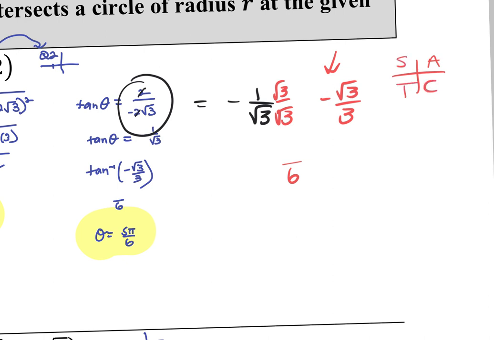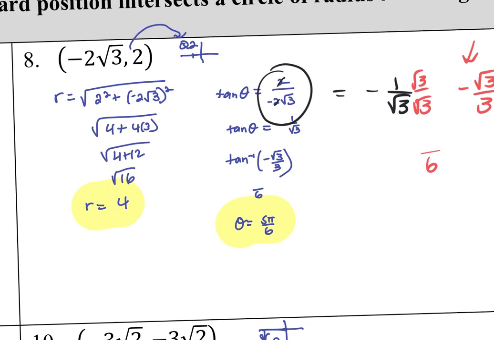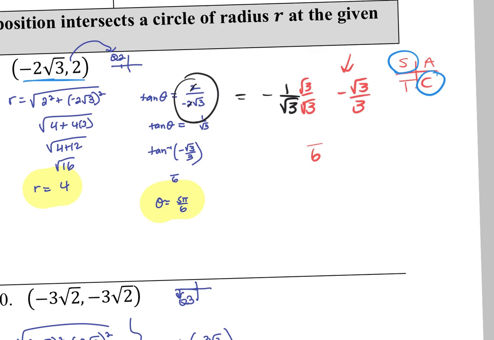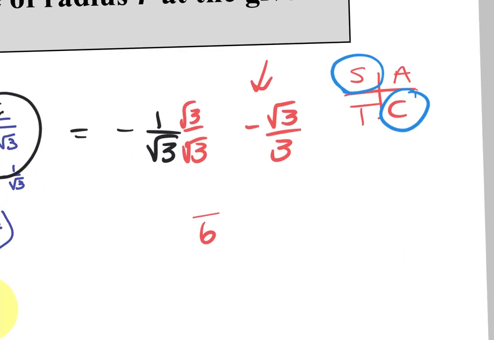The tangent would be negative in the second quadrant and fourth quadrant. So then you go to where your original point is. Your original point is a negative x and a positive y. Negative x is back, positive y is up. So you're in that second quadrant. So you're picking the over 6 in the second quadrant, which would be 5 pi over 6.